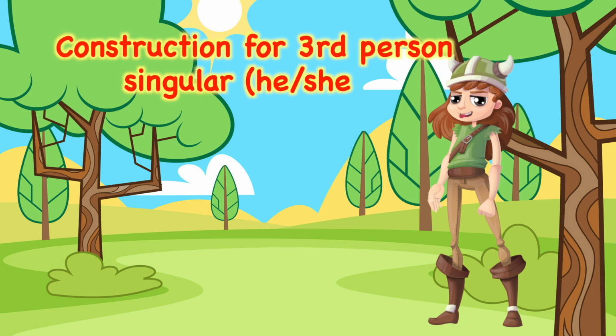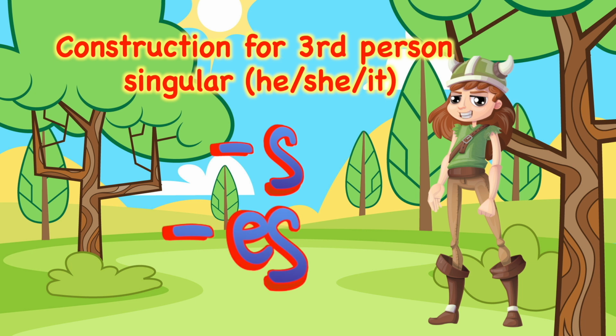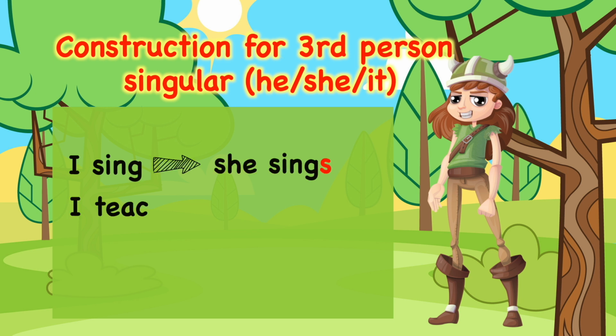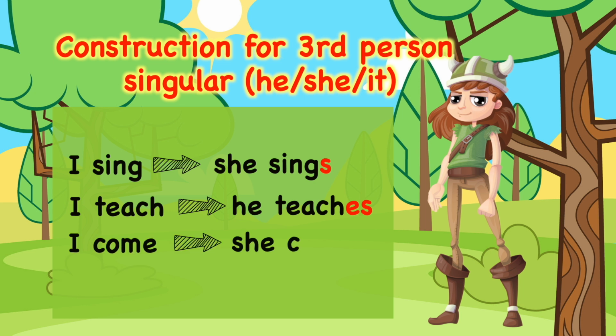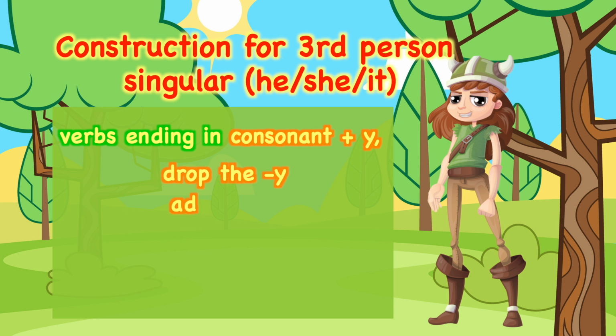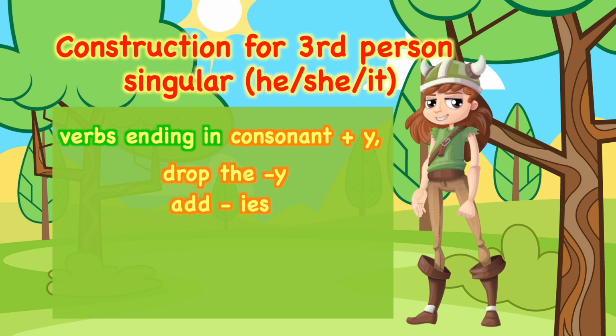To form the present simple affirmative, pay attention where we add s and where we add es at the end of our verbs. For example, I sing, she sings. We add an s. I teach, he teaches. We add es. I come, she comes. We add es again. For the verbs ending in consonant plus y, we drop the y and add ies.